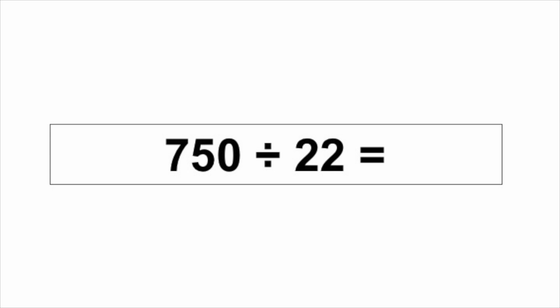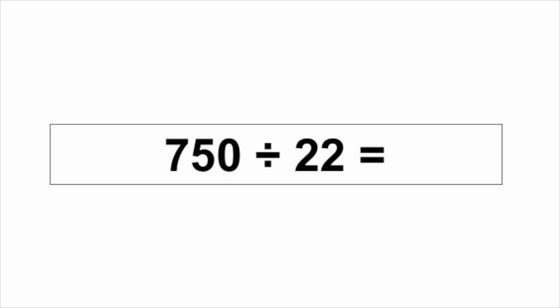Now we have to find out how many times will 22 fit into 90? And the answer is 4 times. So we can write 4 and then repeat the process. 4 times 22 equals 88. And then step 3, subtract 88 from 90. Leaves us with 2. And then what's the next step?